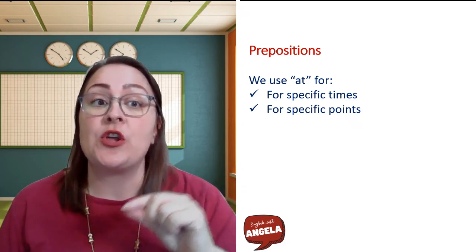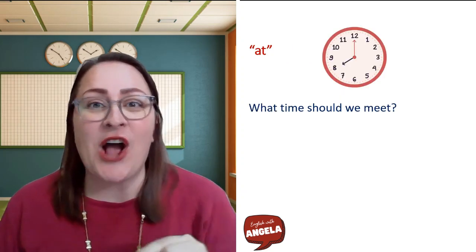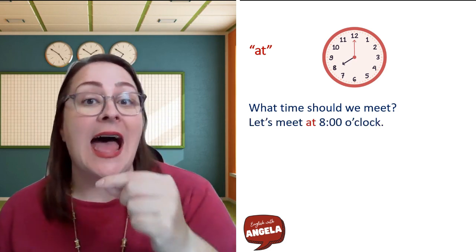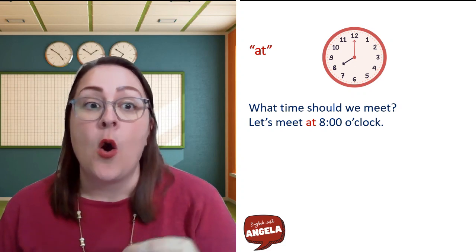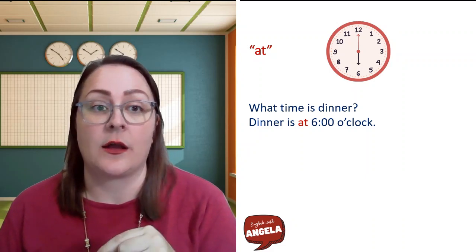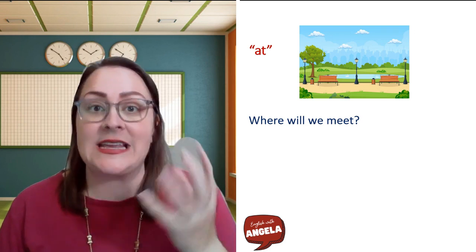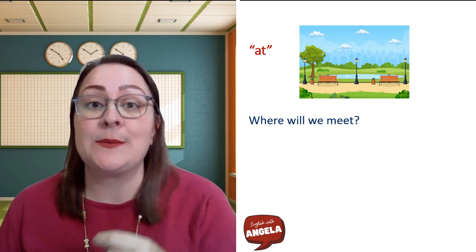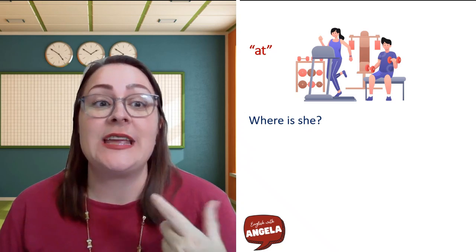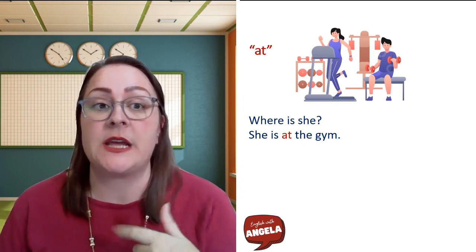Let's go to our next preposition, at. So this preposition we are using for specific times and for specific points. For example, what time should we meet? So we're going to say, let's meet at 8 o'clock. Okay? Or what time is dinner? Dinner is at 6 o'clock. Okay? Or where will we meet? So if it's a specific point, a place, we will say, let's meet at the park. Very good. Or where is she? She is at the gym. Okay? So all of that to mention specific times and specific points.